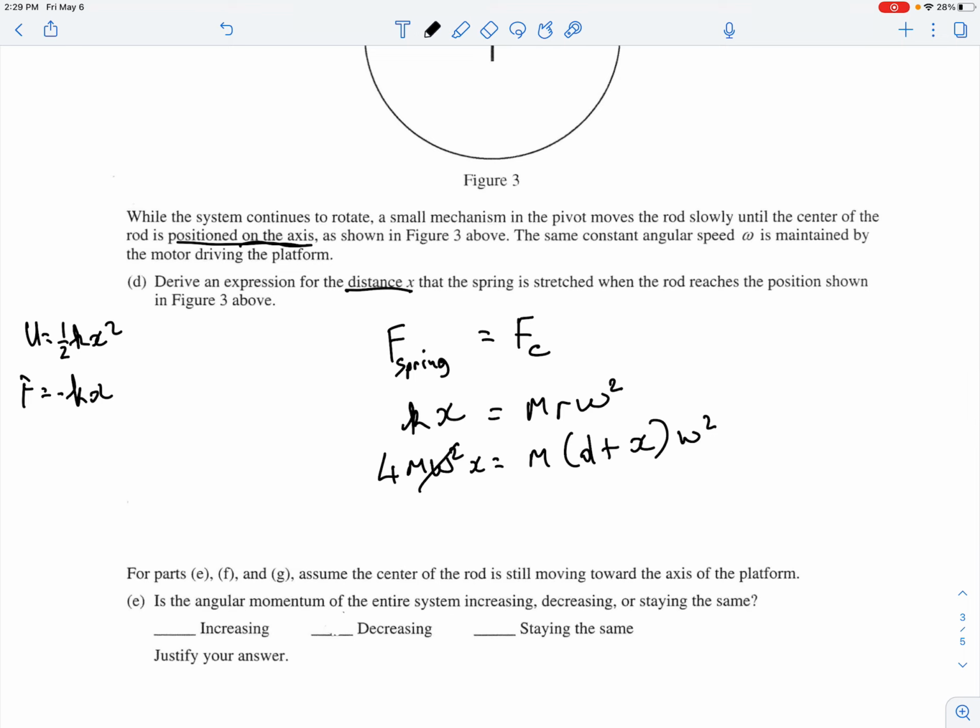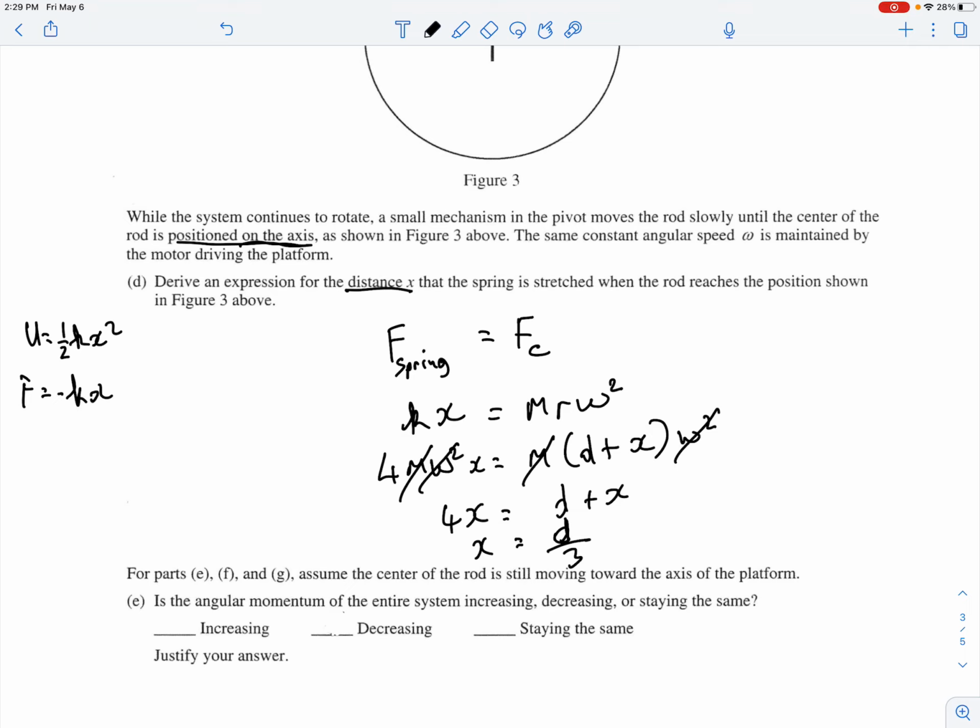So I think omega squared cancels omega squared. M cancels M. So we have 4X equals D plus X. So X should be equal to, I bring over that X, that would give me 3X equals D, so X would be equal to D over 3. Oh, don't get trapped like that, kids.